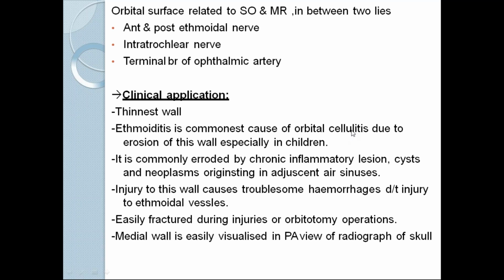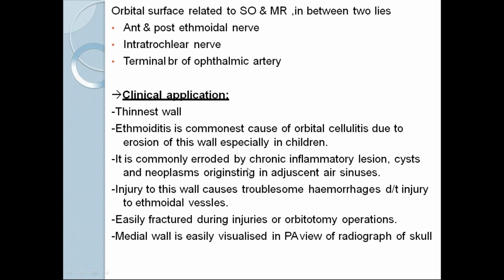Ethmoiditis is the commonest cause of orbital cellulitis due to erosion of this wall, especially in children. If there is ethmoid sinus inflammation, then the commonest cause of orbital cellulitis in children is ethmoiditis. Why will this progress into the orbit? Because the medial wall is the thinnest, there will be small erosions in it because of the inflammation, and the inflammation will spread into the orbit, causing orbital cellulitis in children.